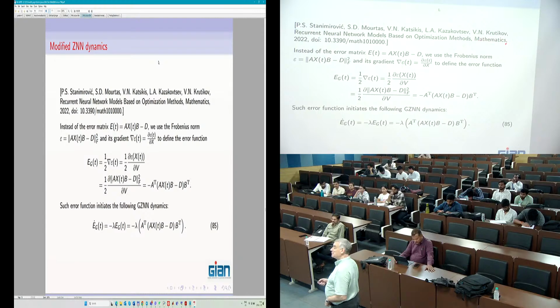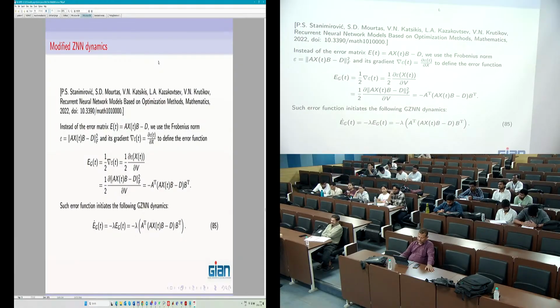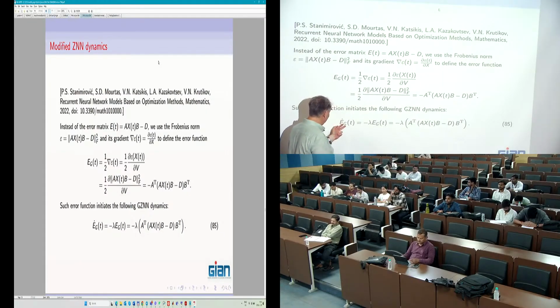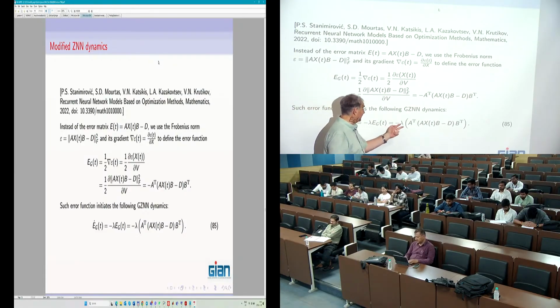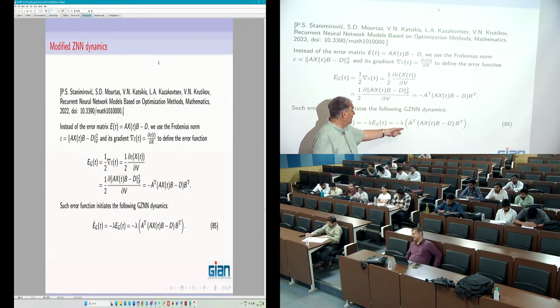It was a result published in... It is possible to define a ZNN model using a new error function, and possible to use the same error function for the ZNN dynamical system. For example, the error function used is in... It is minus gamma e.g.